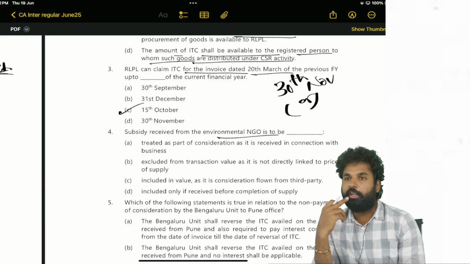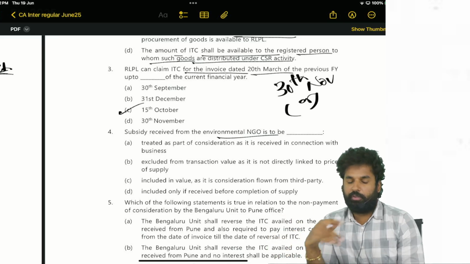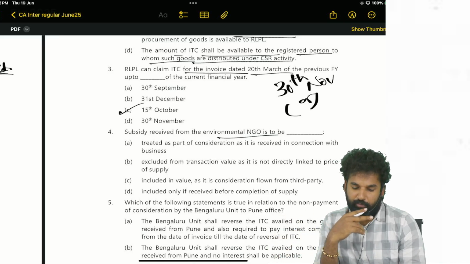If it is directly linked to the price, then it shall be included. Okay, other than central government or state government. So it is not directly linked to the price.